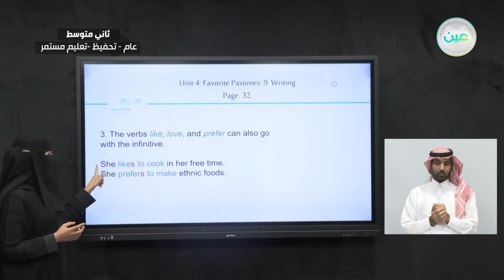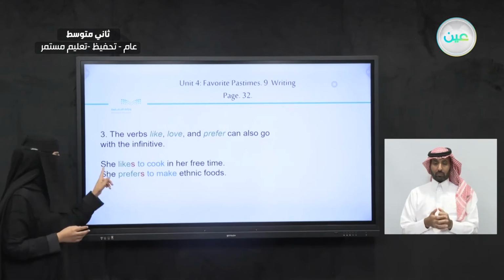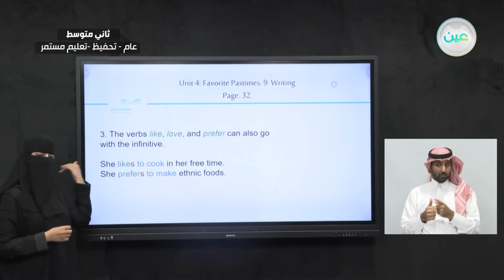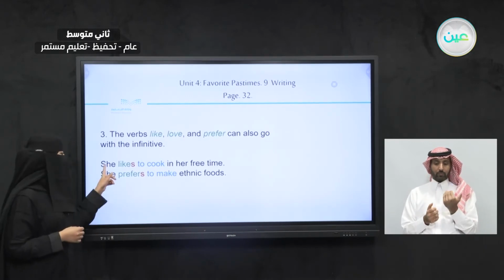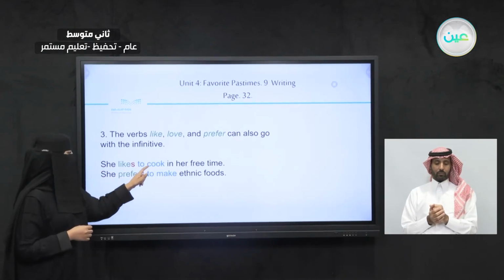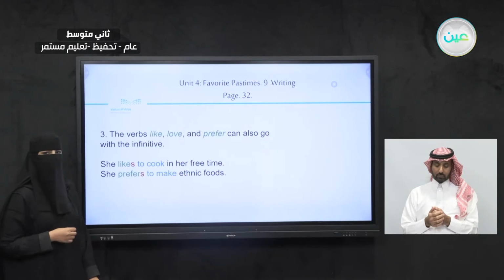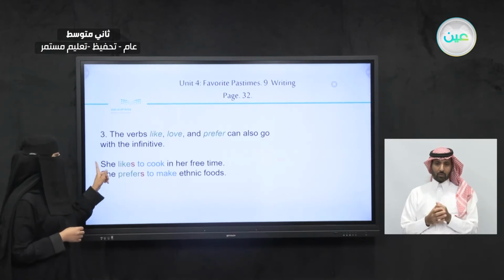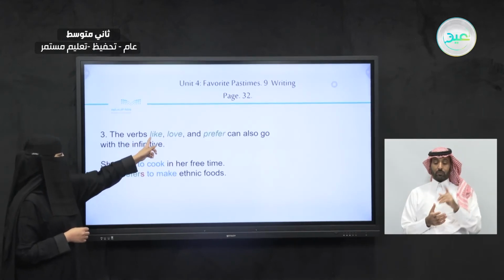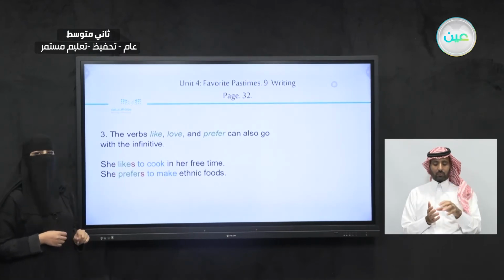Let's take a look at the first one. She likes to cook in her free time. That's her favorite pastime activity. Now, why do we have S here with the word like? It's a rule from the previous unit. So we have S every time we see he, she, or it with the present simple. She likes to cook, or she prefers to make ethnic food. So every time we can use it as an infinitive with these words, like, love, or prefer. Here we have the word like. In the second example, we have the word prefer.